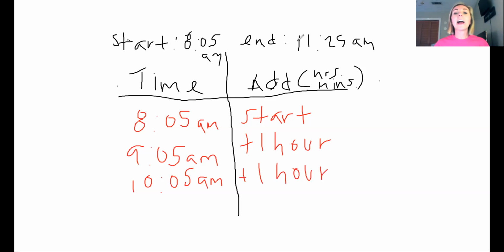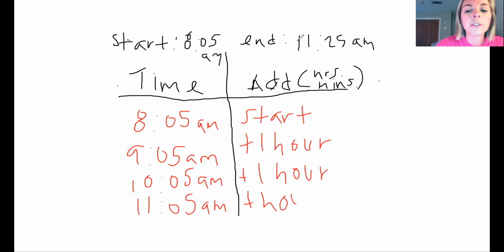So then I'm thinking, can I add another hour? Well, I can, because after 10:05, the next hour is 11:05 a.m. Okay, so now I'm thinking, can I add another hour? Well, I know after 11 o'clock comes 12 o'clock, and 12:05 is past 11:25. It's past my end time. I can't do that. Now I have to move into my minutes.